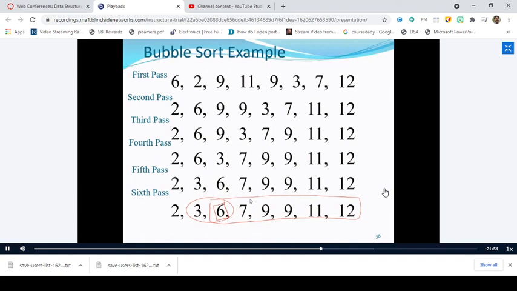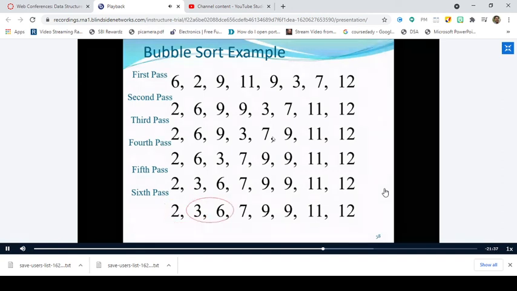So in the sixth pass, first we have compared 2 and 3. They are in the same order, no swapping. Compared 3 and 6, they are in the same order, no swapping, right? So in the total sixth pass, are there any swapping operations that have been performed?